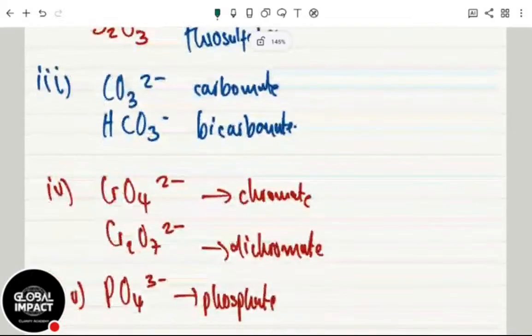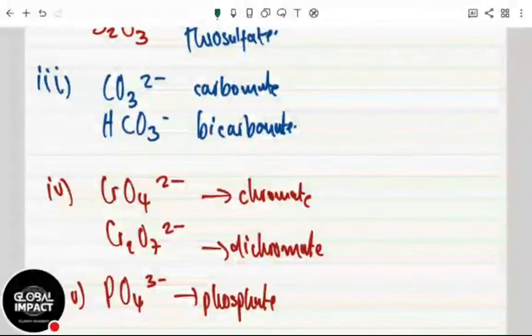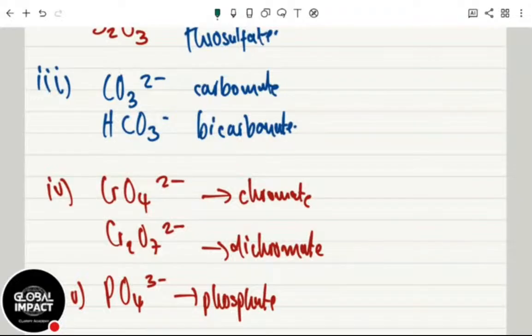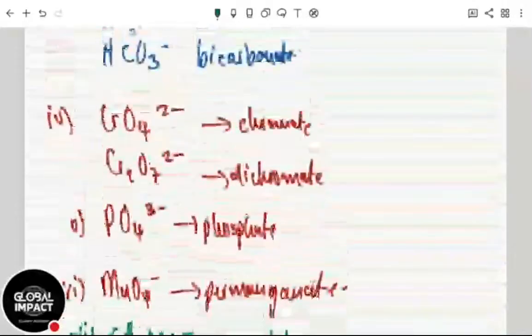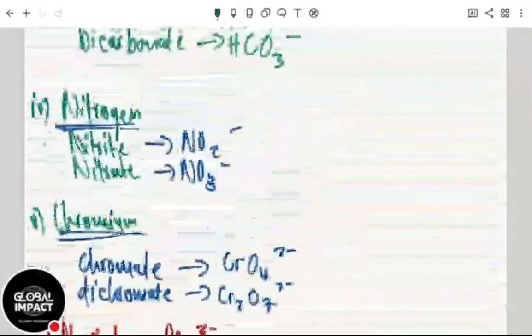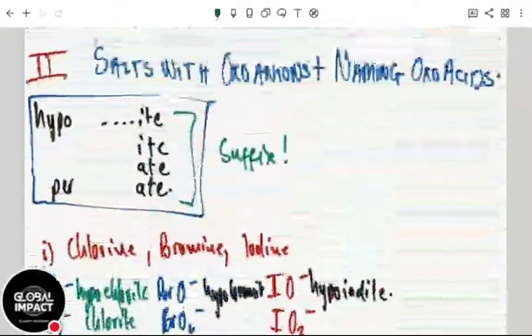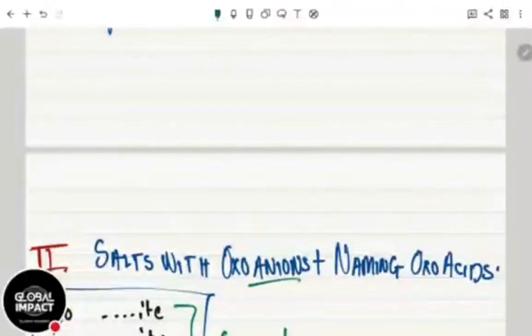Here are the surnames, and we're going to be able to name the salts. We are fine. We know that we just put the name of the metal, then we'll put this thing. Now let's do the last part in here, of oxo. We are doing part 2. Here we are doing oxo anions and oxo acids.